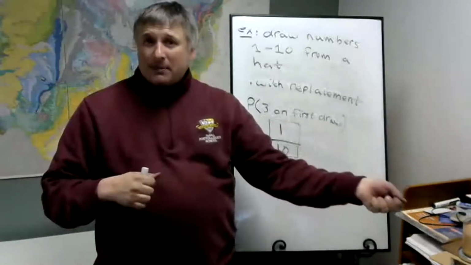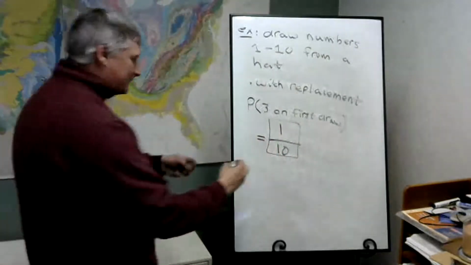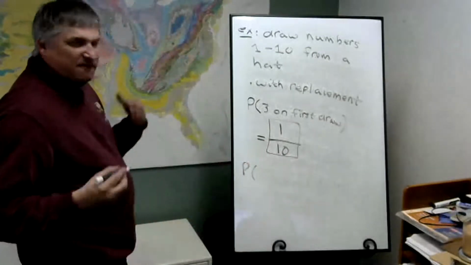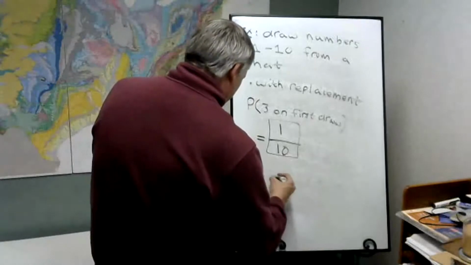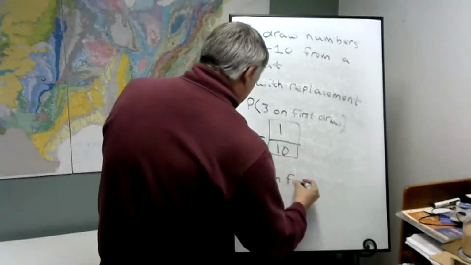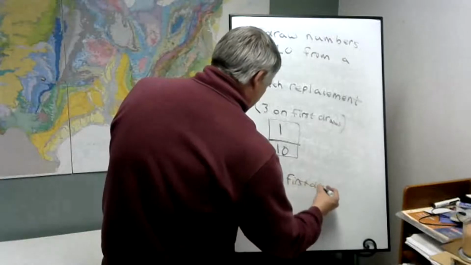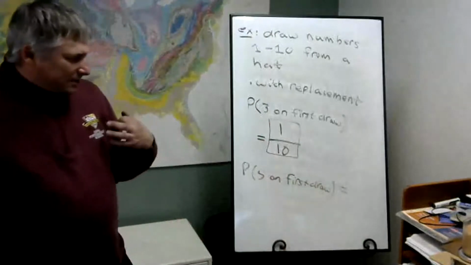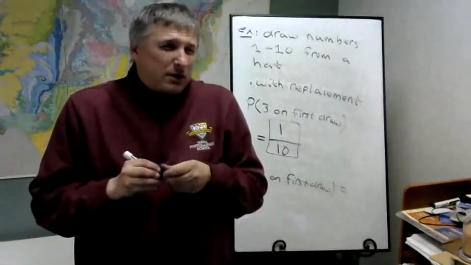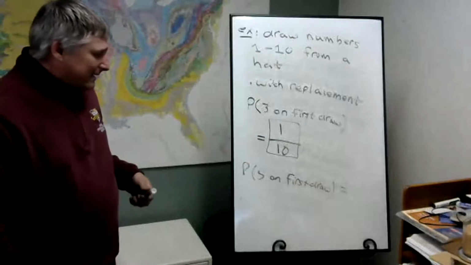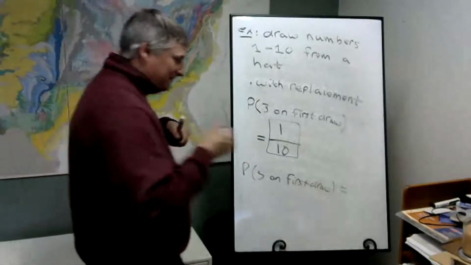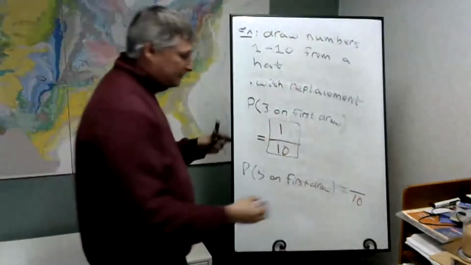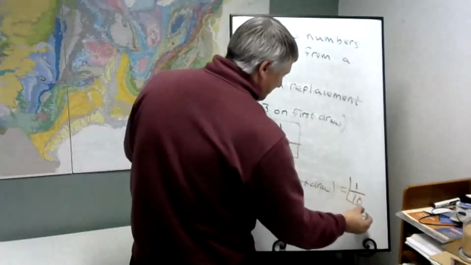So now we put that ticket back in. Now we ask the question, what's the probability of getting, say, a 5? So let's say instead of getting a 3 on the first draw, what if we wanted to get a 5? Well, again, there's 10 tickets, and only one of them has the number 5 on it. So again, it's 1 out of 10.